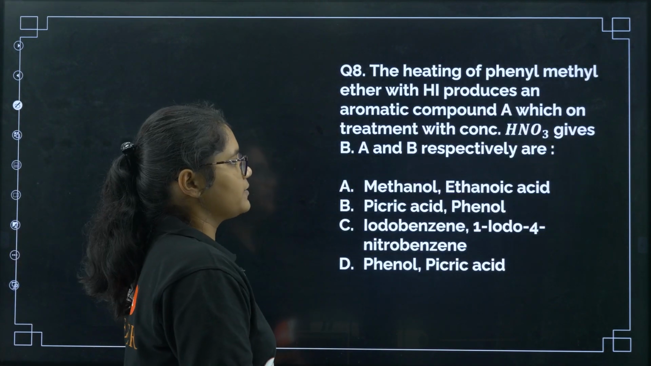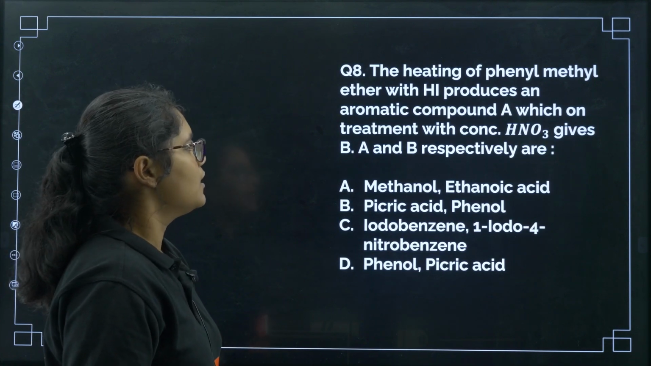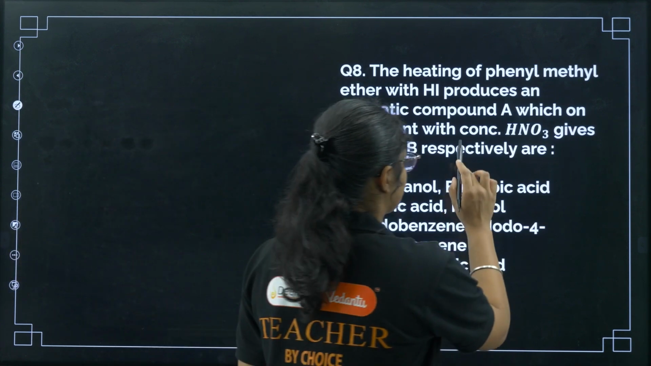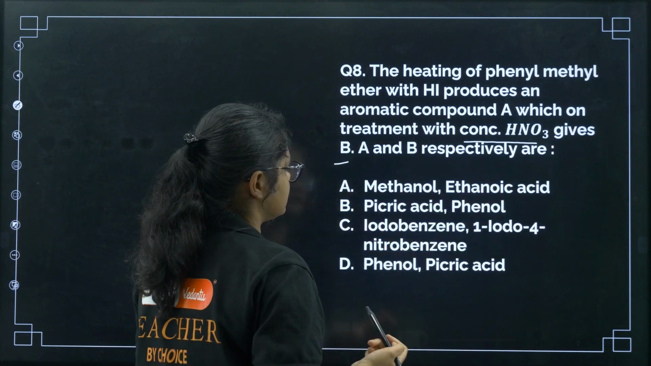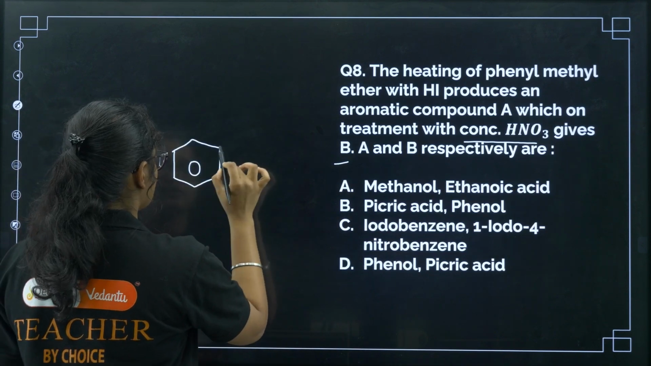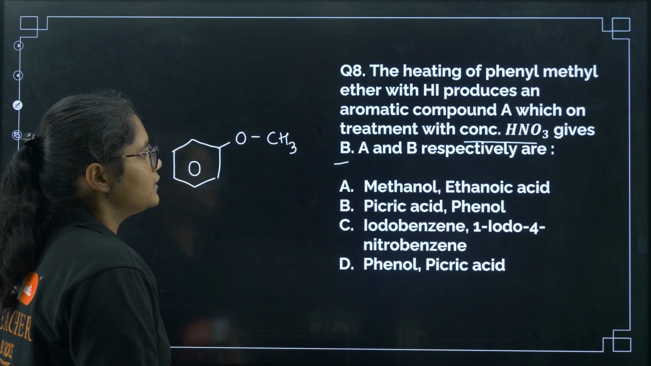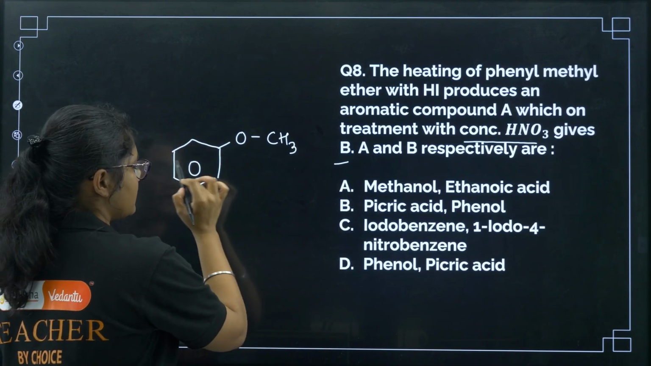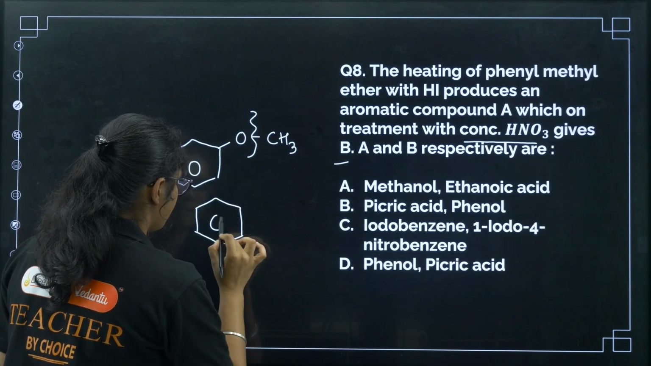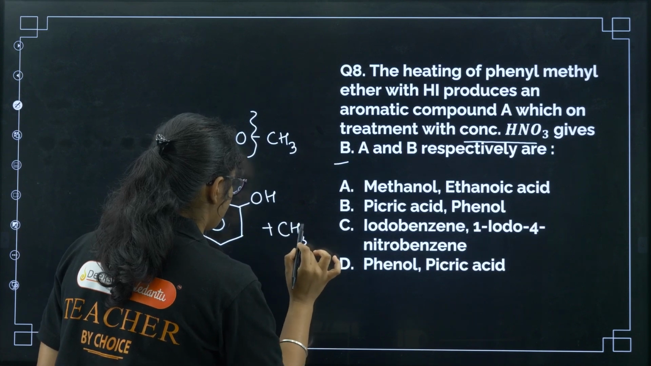Next, question number 8. The heating of phenyl methyl ether with HI produces an aromatic compound A, which on treatment with concentrated HNO3 gives B. A and B respectively are. So if you have phenyl methyl ether, now with HI what will happen? Definitely the bond will break like this and we will get here phenol and iodomethane.